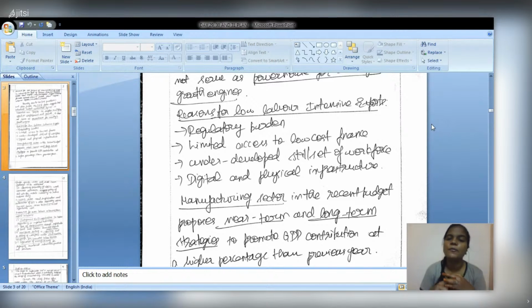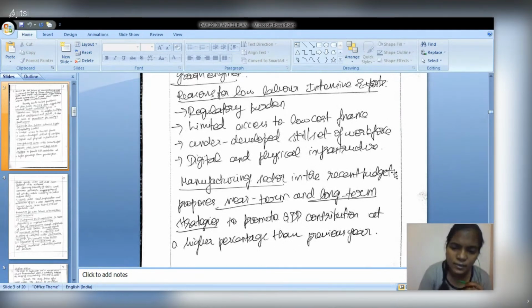That's why government has been improving e-commerce platform and all to improve the digital infrastructure, at least in our country, to promote the manufacturing sector. Especially we can say MSMEs, medium, small and micro enterprises were there, no? Okay, so manufacturing sector has recently in the budget 2020 to 21 proposed near term and long term strategies to promote their higher contribution towards GDP.